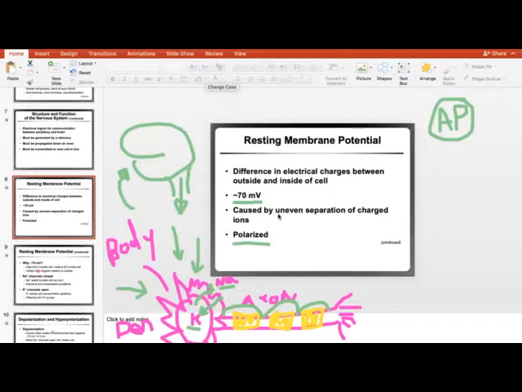But because there's an uneven separation of these sodium and potassium ions, it leaves the cell polarized, and that gives it a resting membrane electrical potential of minus 70 millivolts. And if the electrical potential within that cell stays pretty close to minus 70 millivolts, then this particular axon or neuron won't fire any signal to the next neuron.